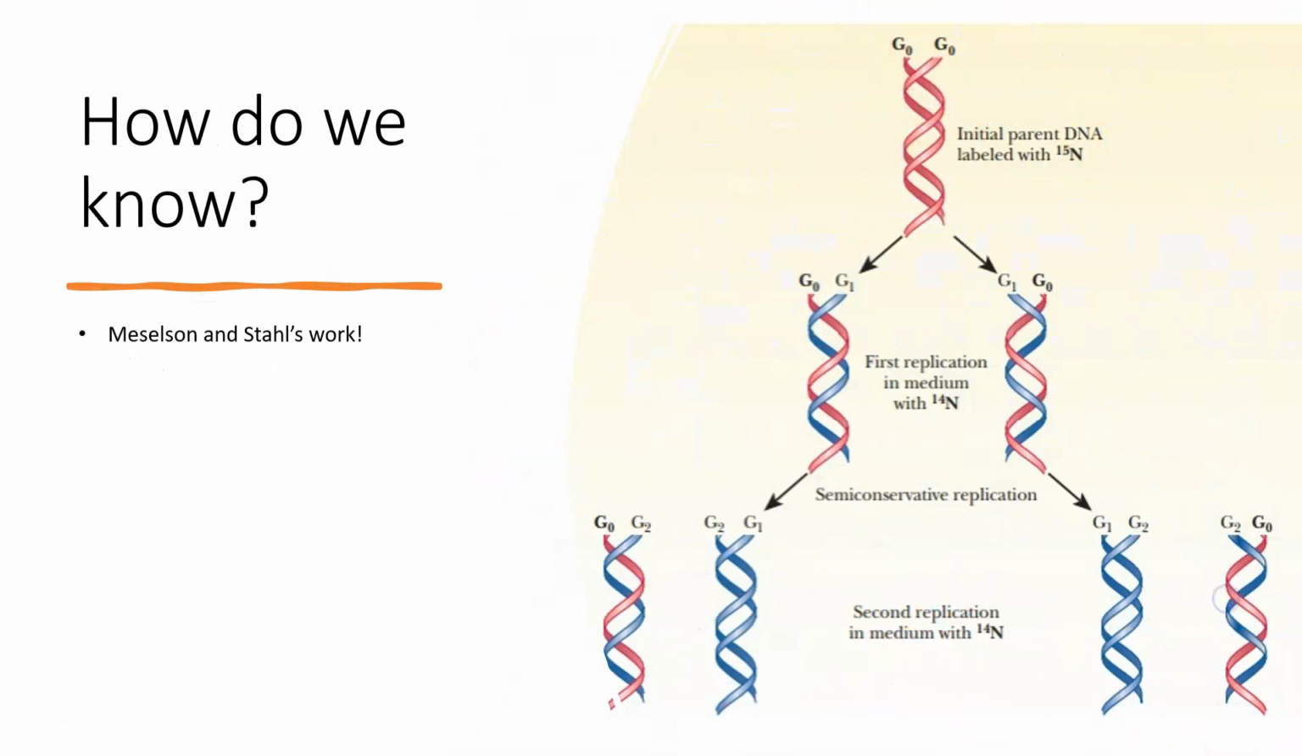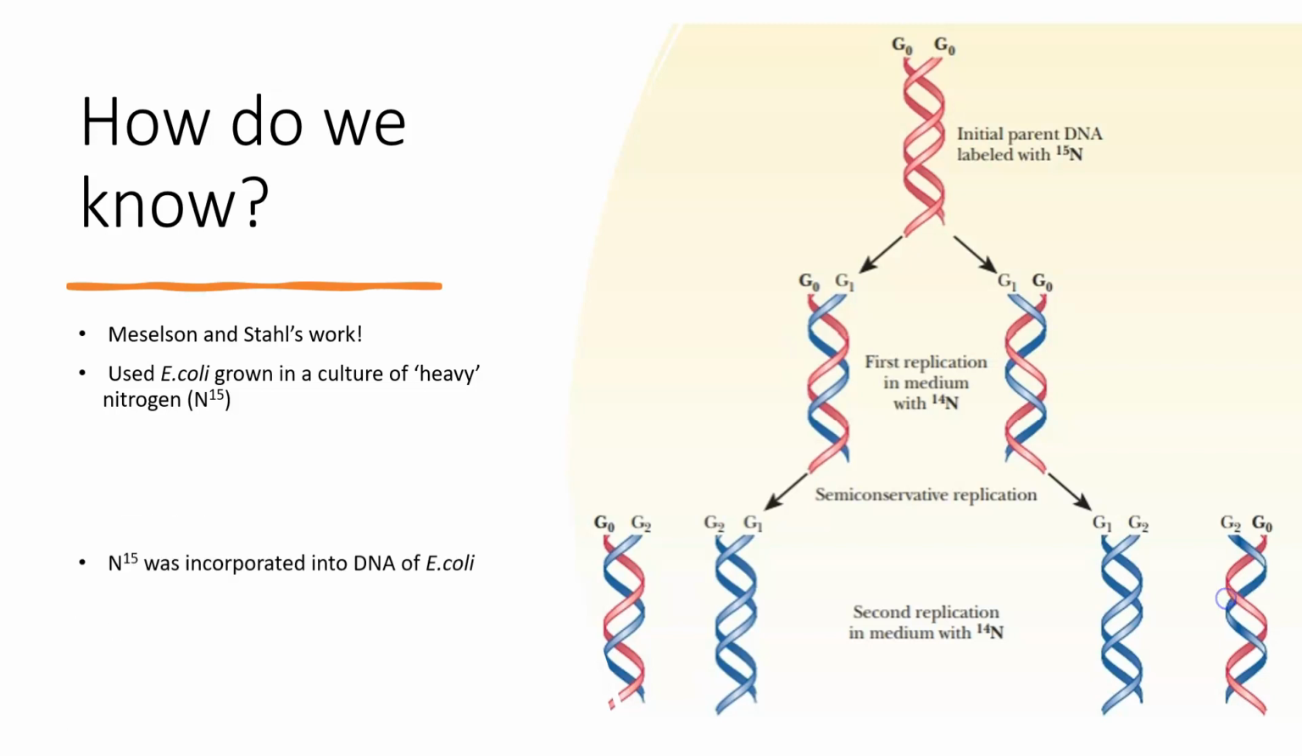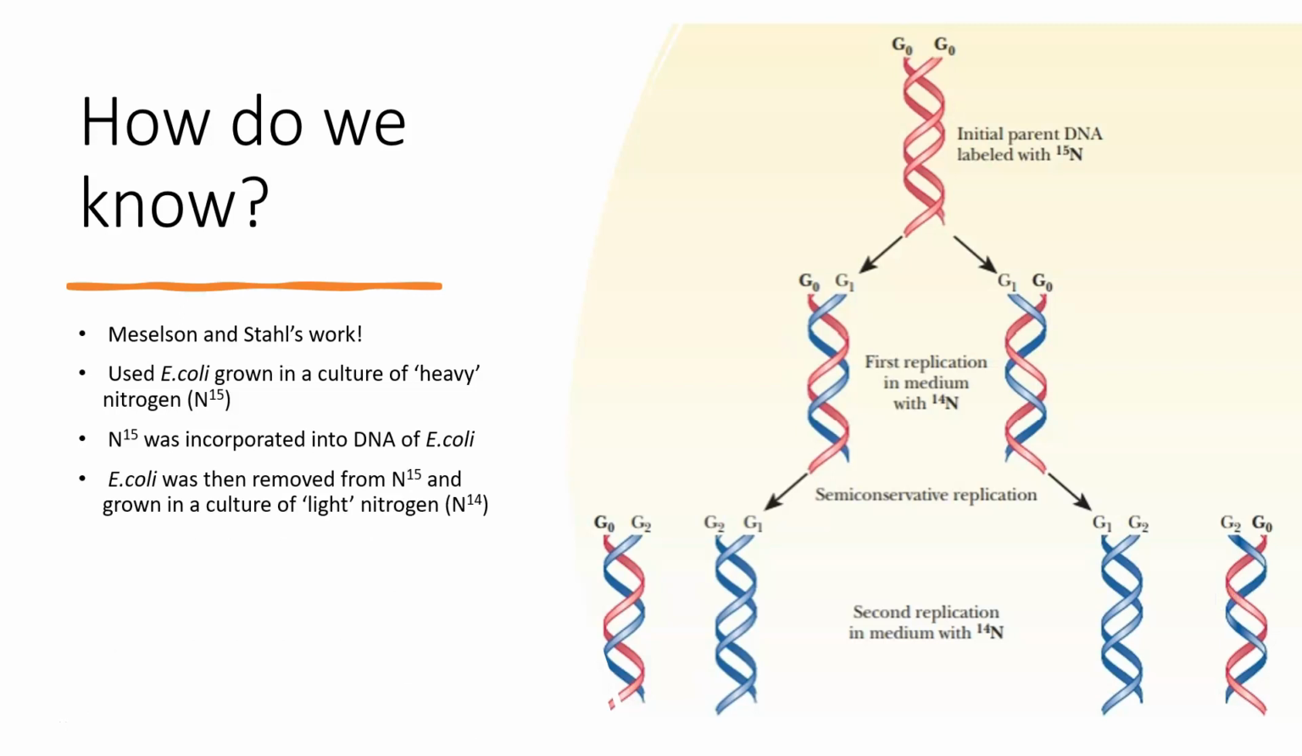How do we know this? Well, this is down to Meselson and Stahl's work. They used some E. coli again, grown in a culture of heavy nitrogen, so our N15. This actually was incorporated into the DNA of our E. coli. The E. coli was then removed from the N15 and was then grown in a culture of a light nitrogen. DNA replication then occurred in that lighter culture.